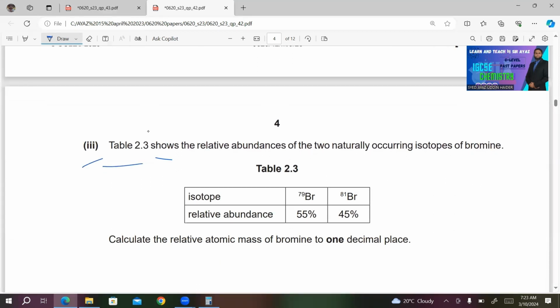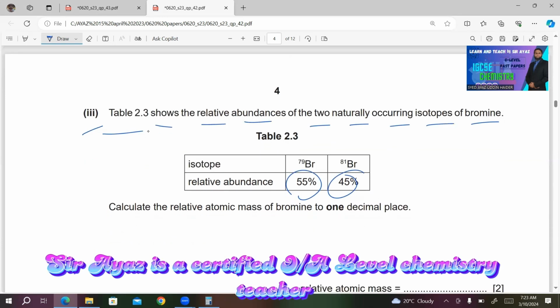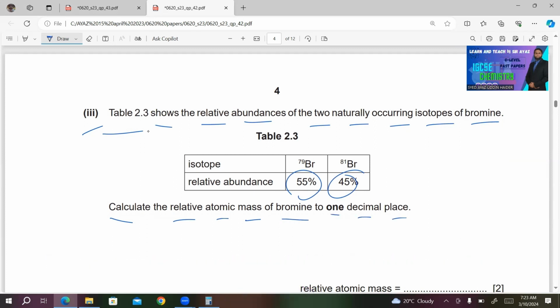Number 3, table 2.3 shows the relative abundances of the two naturally occurring isotopes of bromine. We have bromine 79, 55%, bromine 81, 45%. Calculate the relative atomic mass of bromine to 1 decimal place. So what we will do, we will multiply the mass or nucleon number of each of these isotopes by the relative abundance. So we have 79 multiplied by 55 plus 81 multiplied by 45 divided by 100.